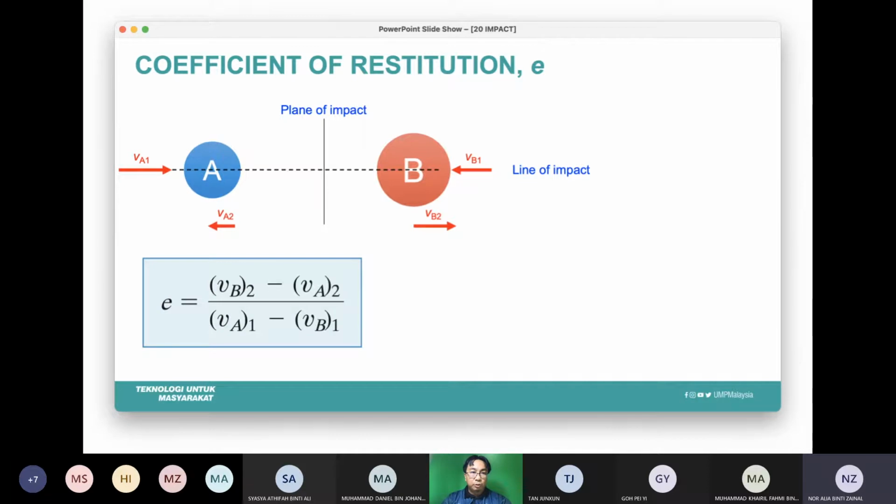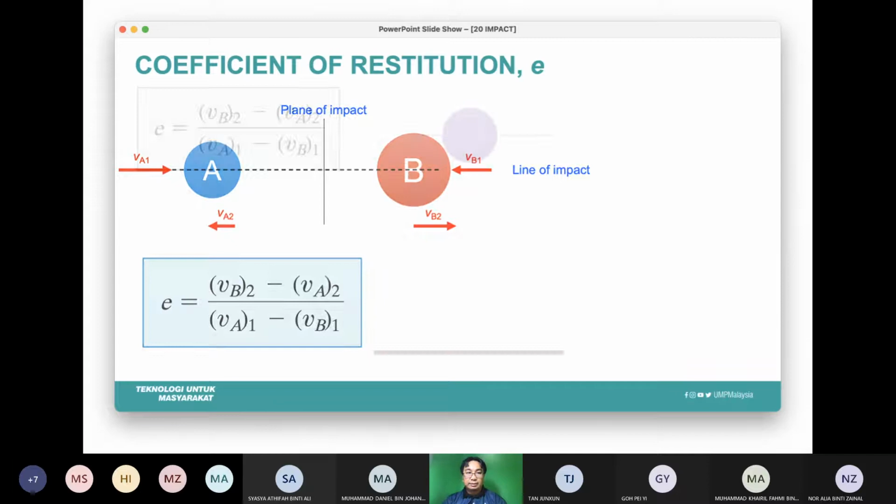So mula-mula VB2, kita ambil yang number 2 dulu. Kita ambil yang velocity after the impact. Okay, after impact VB2 tolak VA2 divided by, kalau tadi kita start dengan VB2 for the velocity before impact, you will start with VA. So VA1 minus VB1. Okay, so this is what is called as the coefficient of restitution. Okay, semua jenis impact yang berlaku ini mesti ada coefficient of restitution.